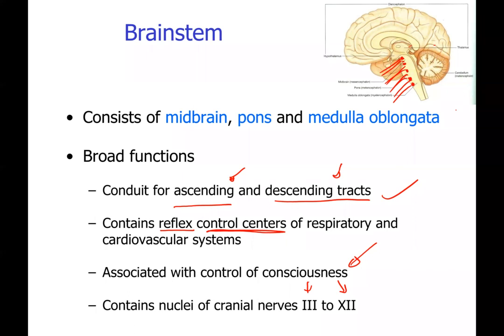We have discussed in the previous lectures that when there is a collection of cell bodies in the central nervous system, you call them nuclei. So you can call these cranial nerve nuclei. So from 3rd to 12th cranial nerve nuclei are found in the brain stem, in the midbrain, pons and medulla. So remember this point as well. So these are the main points that I want you to remember when it comes to the brain stem.